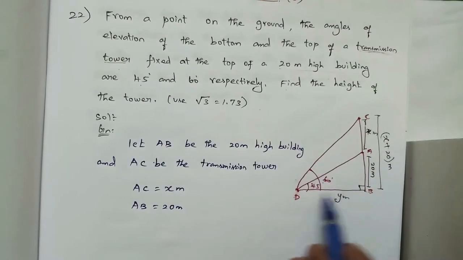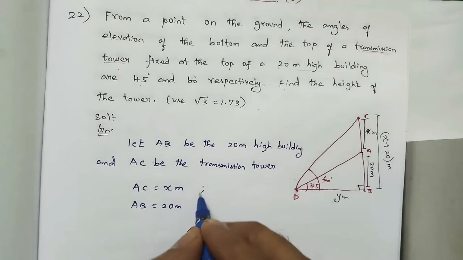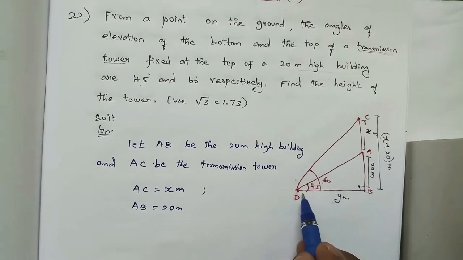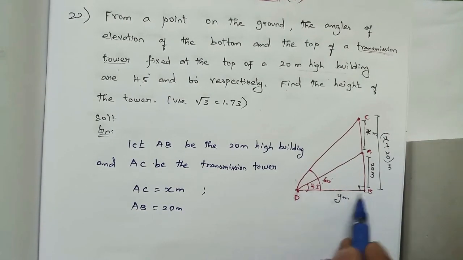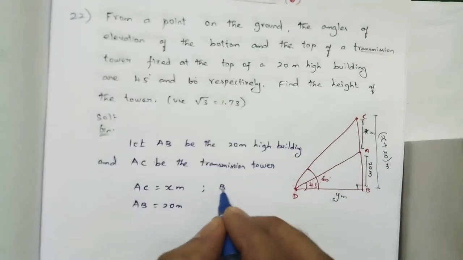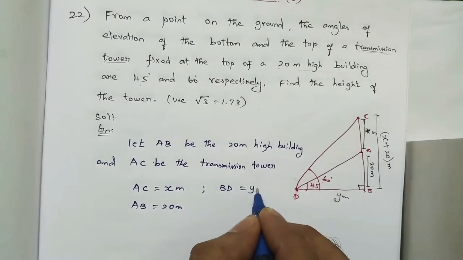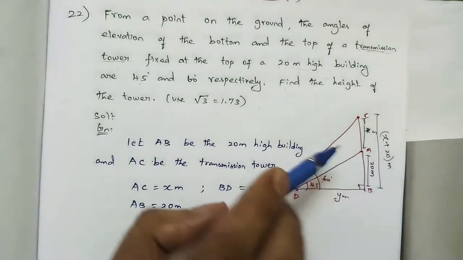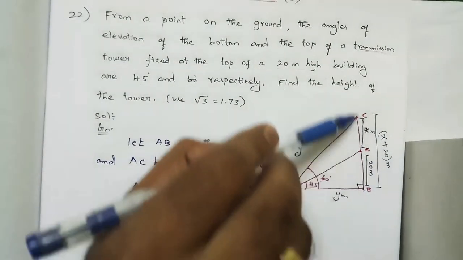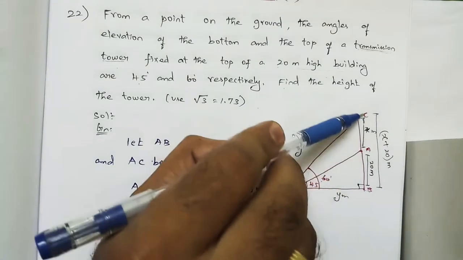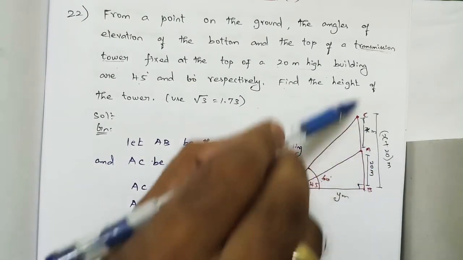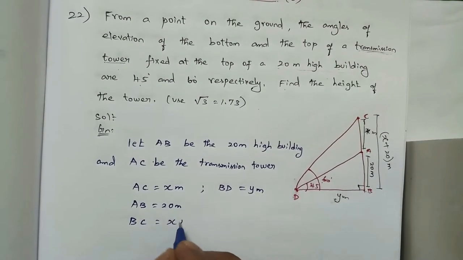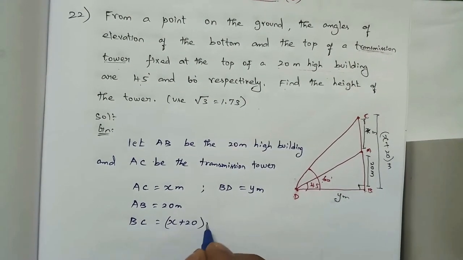And BD, we have assumed that BD is Y meter. BD is the distance between the foot of the building and that point on the ground. So X meter and Y meter. Next, BC is nothing but AB plus AC, that is x plus 20 meter. So BC is equal to x plus 20 meter.